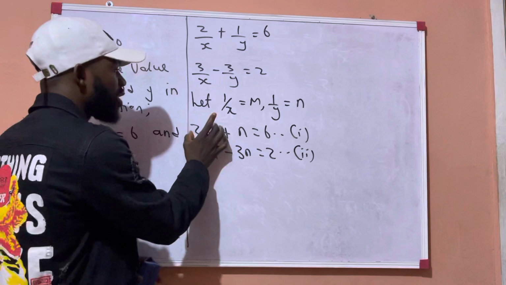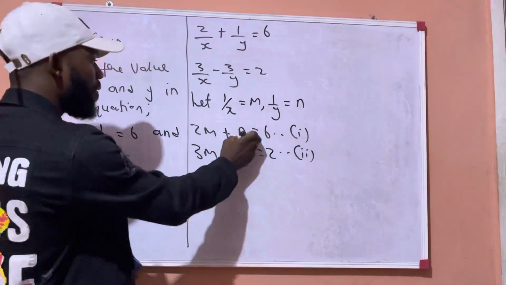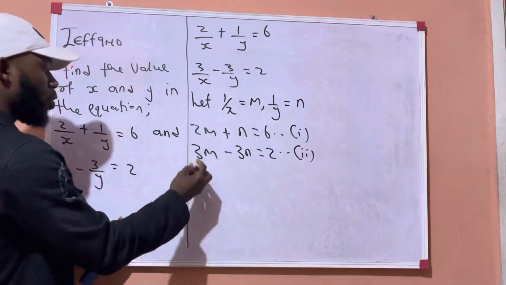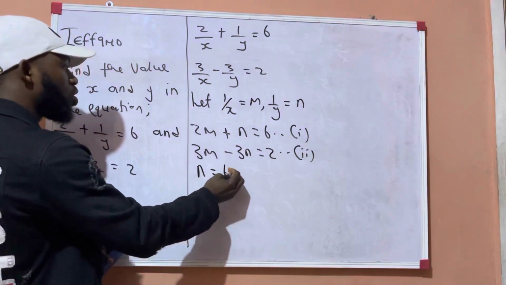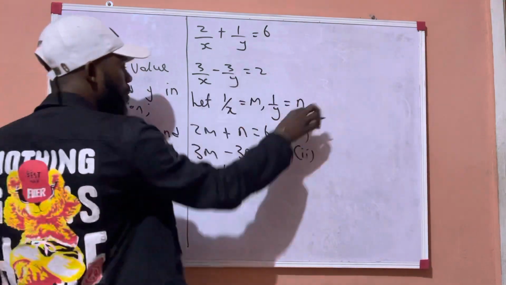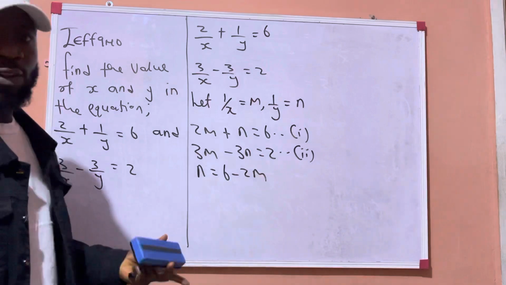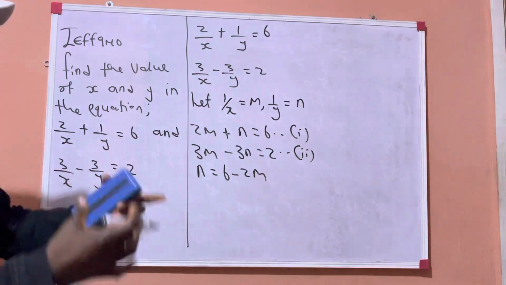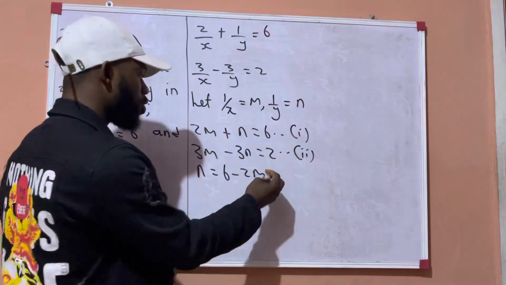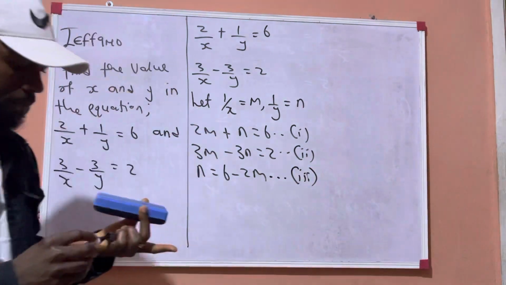It's just for us to take 2m and take 6 across the equality sign, and then we'll have n standing alone. So automatically we're going to have n is equal to 6 minus 2m. Now how did I get minus? When plus 2m crosses, it becomes minus 2m. Now automatically my n becomes the subject of the formula, and we said when the variable becomes the subject of the formula, it becomes equation 3.